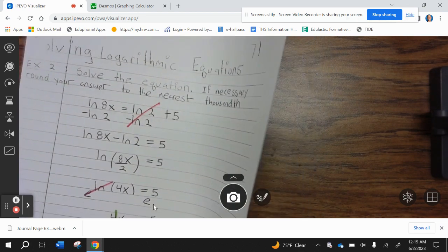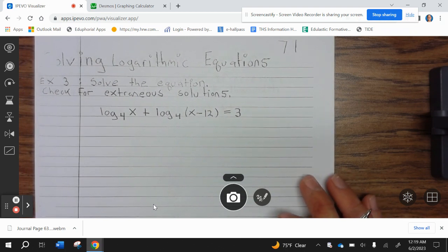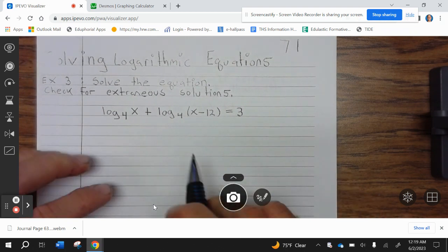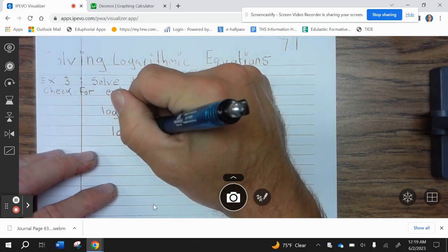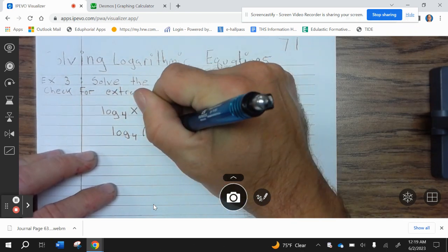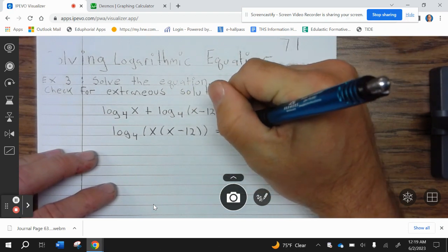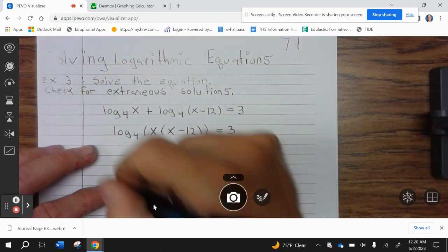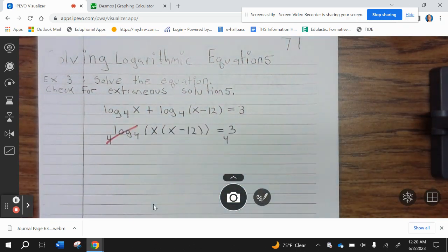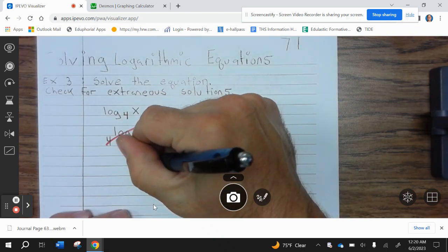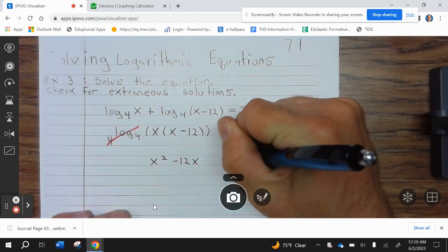All right, let's take a look at the next example. Example 3. Solve the equation. Check for extraneous solutions. So addition is multiplication, so that's log base 4 of x times x minus 12 equals 3. Raise both by 4. Cancels. You get x times x is x squared minus 12x equals 64.